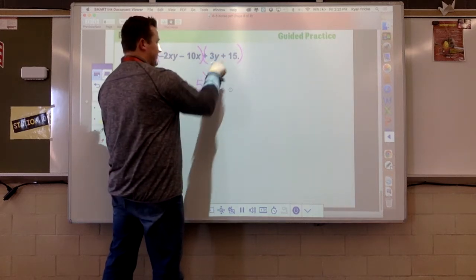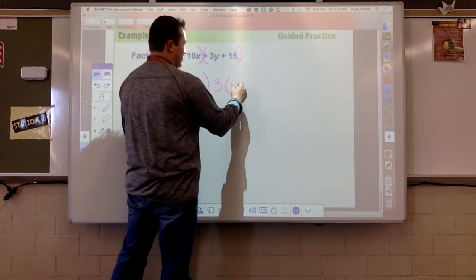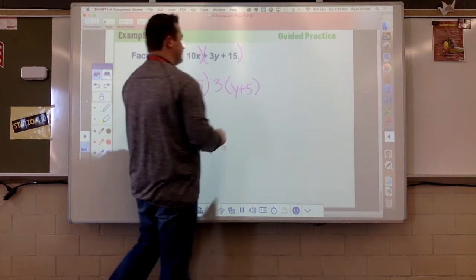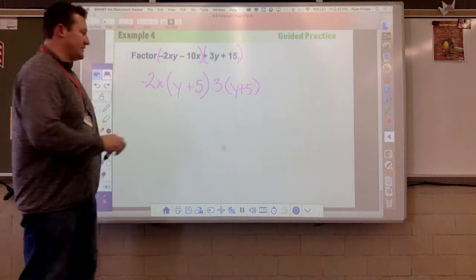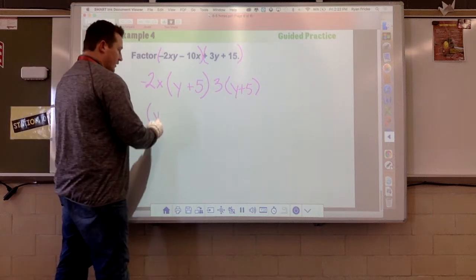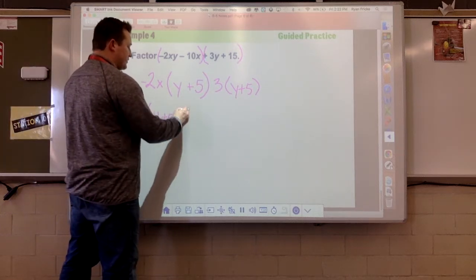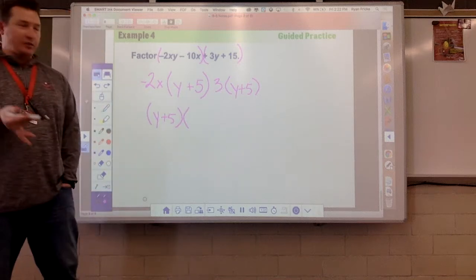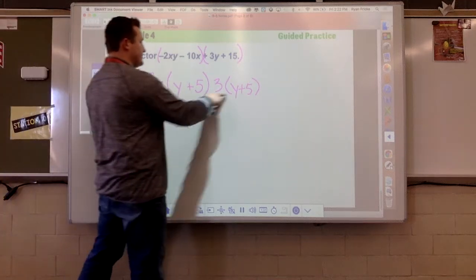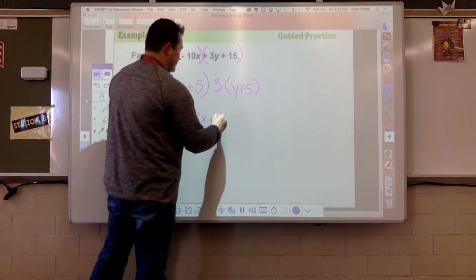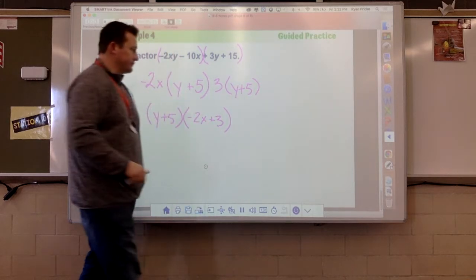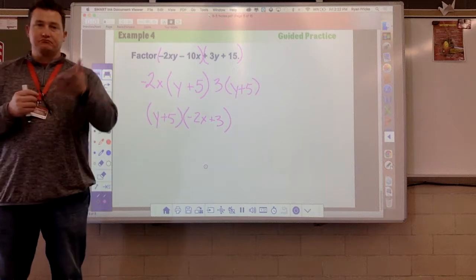Okay, greatest common factor here, just a 3. Y plus 5. Okay, my two binomials match each other. Bam, I did this right. Okay, there's half of my answer. The other half, that other expression, just comes from these here. So negative 2x plus 3. Okay? Good to go.